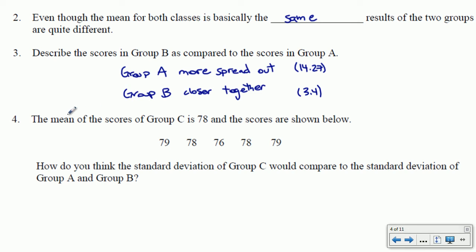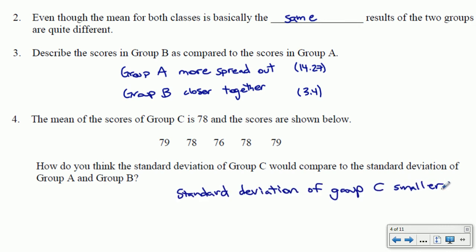If we consider a third group whose mean is also 78, we can see them represented here. How would the standard deviation in group C compare to the standard deviation of A and B? These scores look a little bit closer than A or B, so I would expect the standard deviation of group C to be smaller.